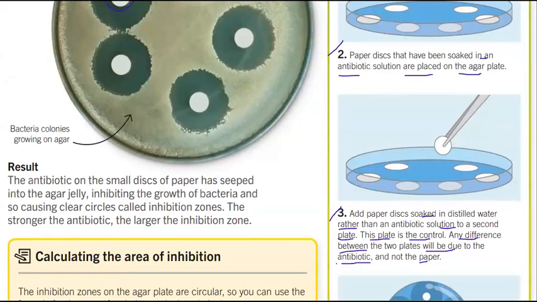And what is the result in this one? The result is the antibiotic on the small disc, actually bacteria colonies growing on agar, showing here. The small disc of paper has seeped into the agar jelly, inhibiting growth of bacteria and so causing clear circles called inhibition zones. And the stronger the antibiotic, the larger the inhibition zone.